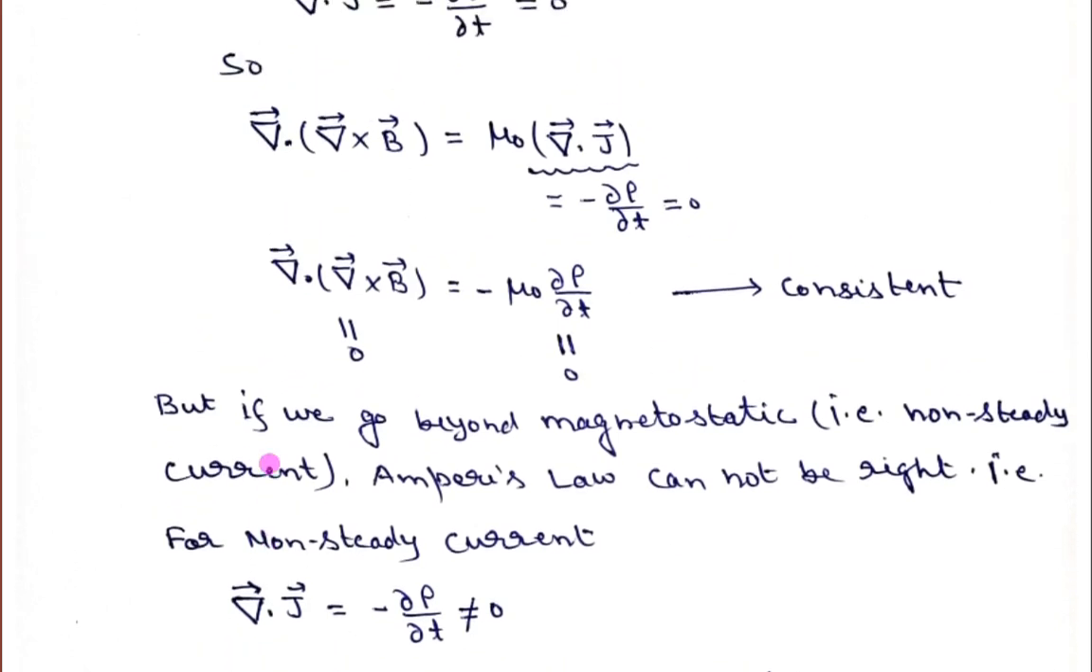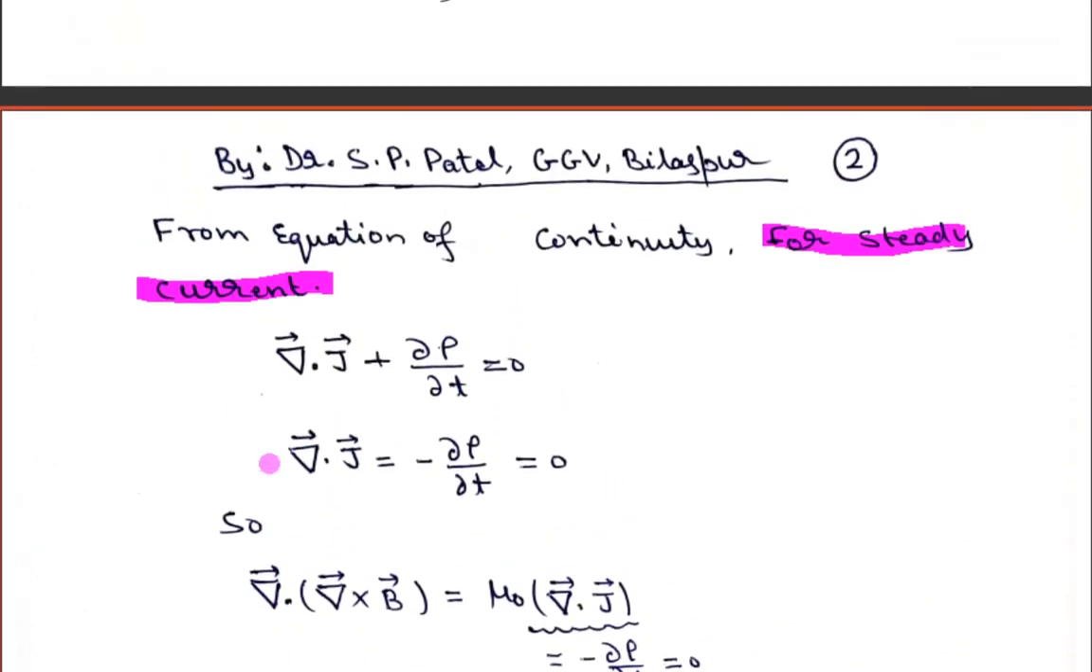The Ampere's law we have derived was derived for the steady state current. Whatever we have learned, this Ampere's law was for the steady current. That means the current which is not changing with time. That is why this del rho upon del t is equal to 0. That means the current is not changing with time, that is stationary current, that is steady current.